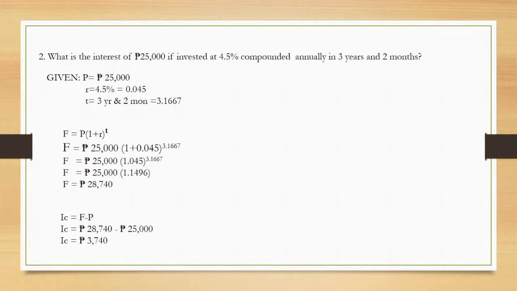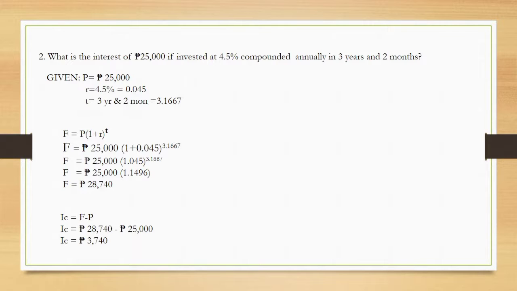we need in years. So we need to divide the 2 months by 12 months. So 2 divided by 12 is equal to 0.1667. So 3 plus 0.1667 is equal to 3.1667. So the future value is equal to P multiplied by (1 plus R) raised to the power of T, and F is equal to 25,000 pesos times (1 plus 0.045) raised to the power of 3.1667.